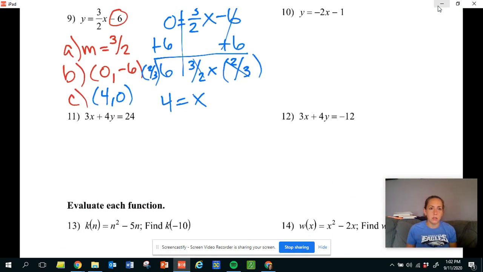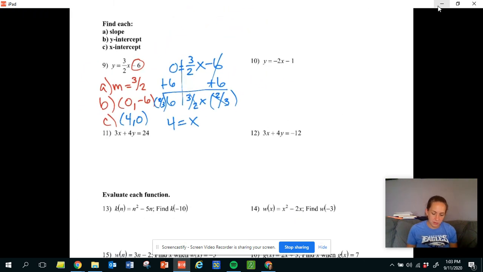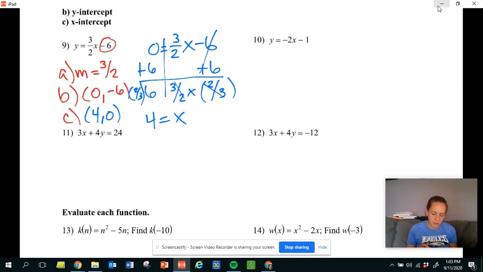Okay, and then last but not least, oh, right, sorry. I'm finding the slope, the y-intercept, and the x-intercept. Now, for slope, there's 2 ways you can go about it. You can just solve it for, well, let's do the intercepts first for this.